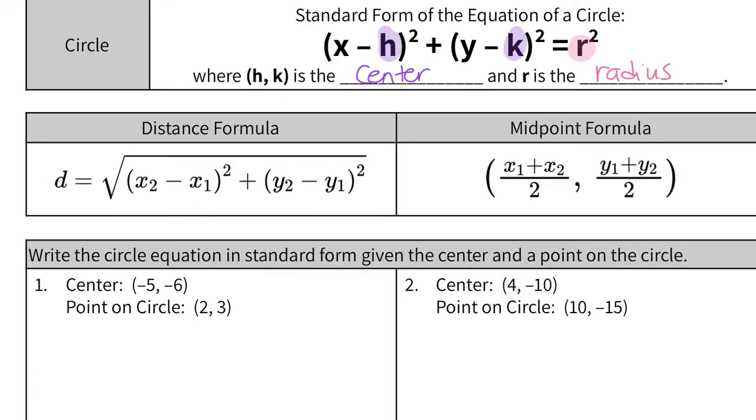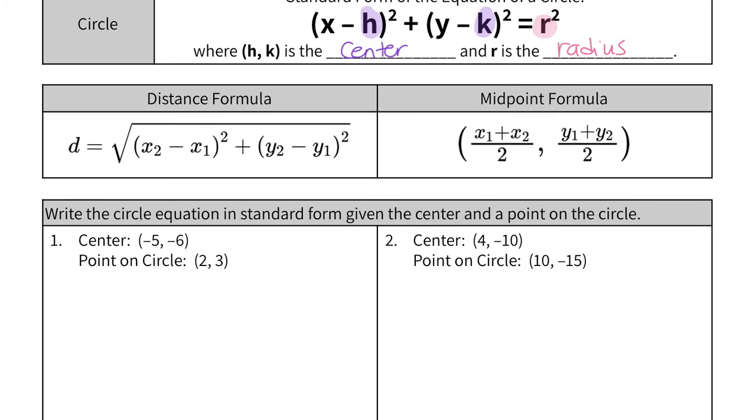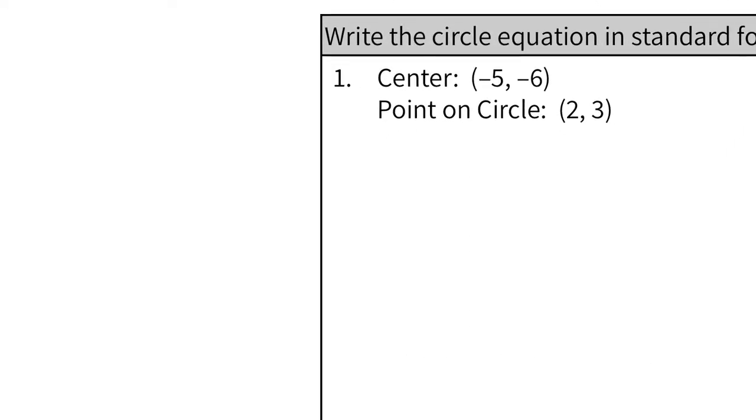So for our first two examples, it says write the circle equation in standard form given the center and a point on the circle. So picture this. Here's the circle and here's the point. They're giving you the center, so on this one, luckily, this is (-5, -6). And then they're just giving you another point. Say this point right here is (2, 3). Well, I need the center for the equation, but I also need the radius. So the first thing we need to do is find that distance. How long is it between those two points?